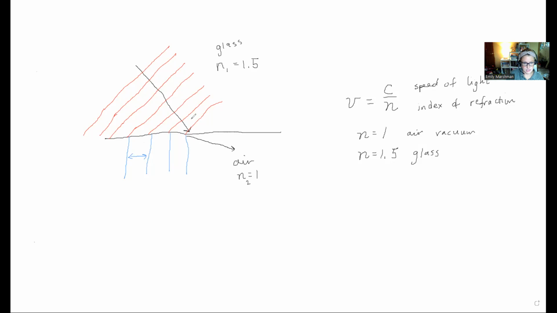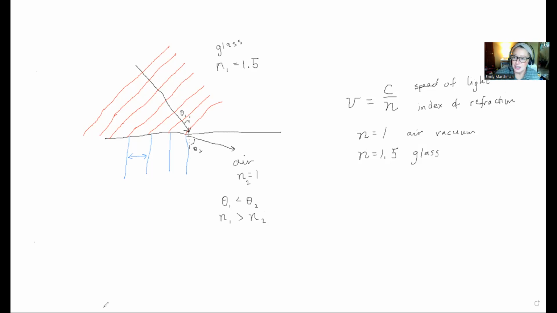away from the normal. So if I draw a normal line perpendicular to the surface, this is theta 1, the incoming light, and this is theta 2, the outgoing light. The light is actually bent away from the normal to the surface, so it bends out. And so in this case, theta 1 is actually less than theta 2 because the index of refraction of glass is higher than the index of refraction for the air that it's entering. So that's the general idea why light bends.